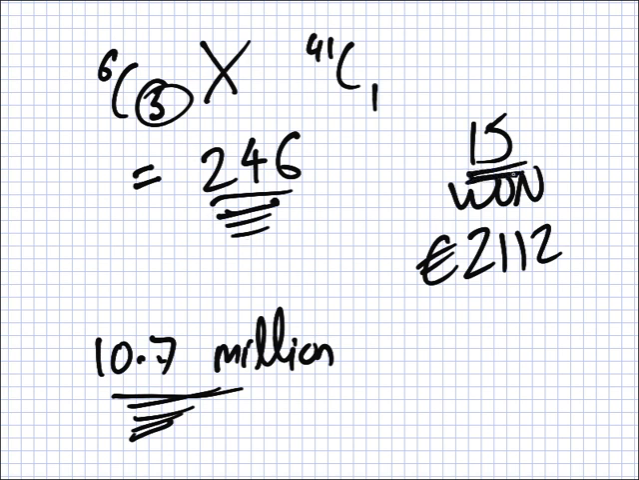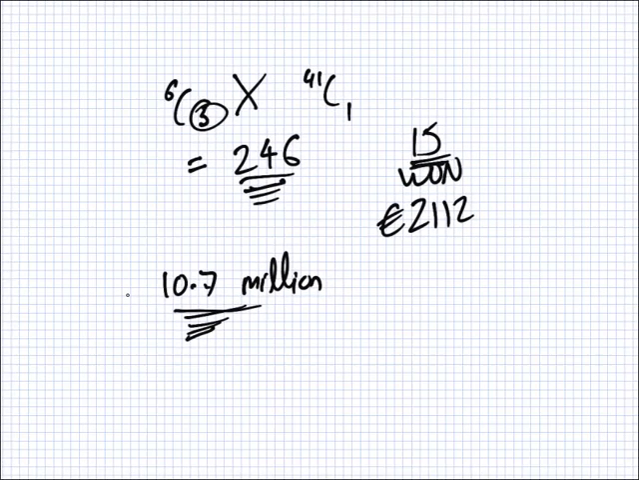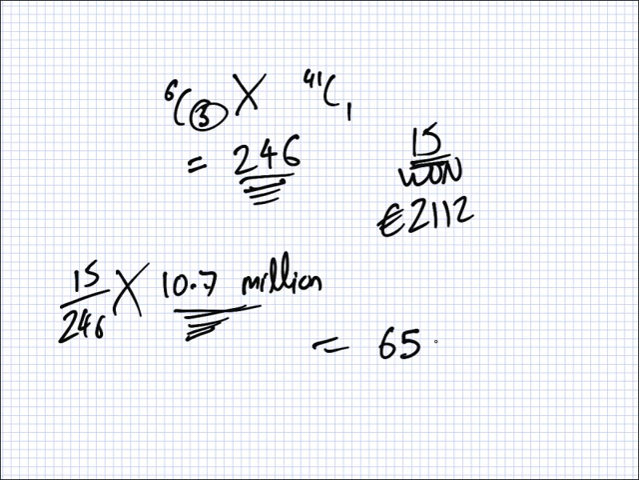However, there were only 15. So you can do it as just a proportion: 15 over 246 times 10.7 million. Suppose we were expecting 246 winning tickets from 10.7 million and we got 123 winners. That's only half the number we expected, so there must have been only half the players. It's a proportion thing. Roughly 650,000 players.